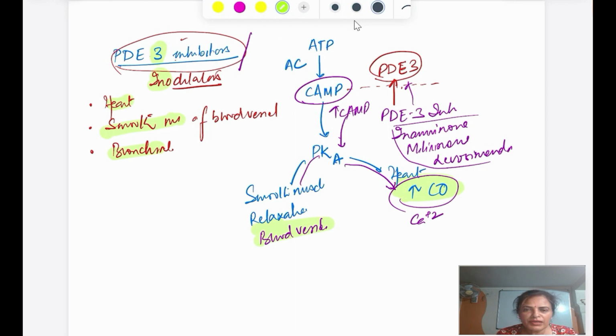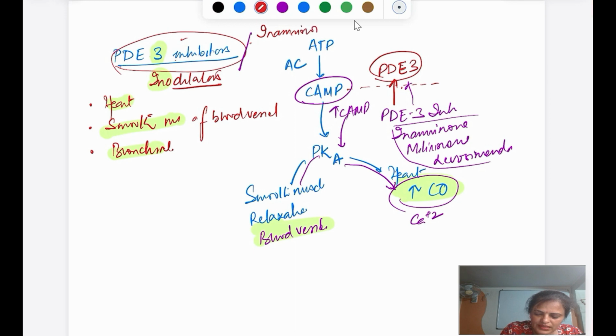Then we prefer milrinone. ठीक है, so इसमें आपके कौन कौन से हैं ड्रग? We have inamrinone. इससे क्या है? Thrombocytopenia, that is a very common side effect along with the GIT, and half life इसकी क्या है? 2 to 3 hours, and we are not using it because of this.